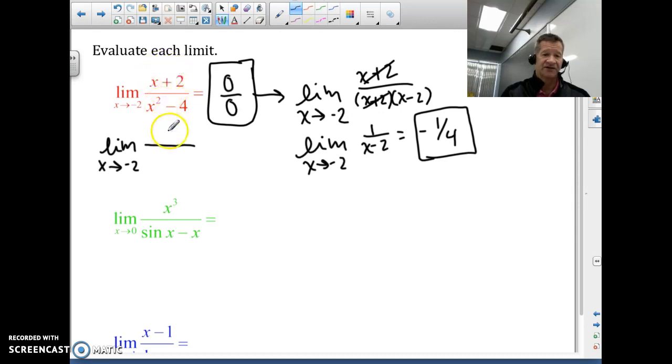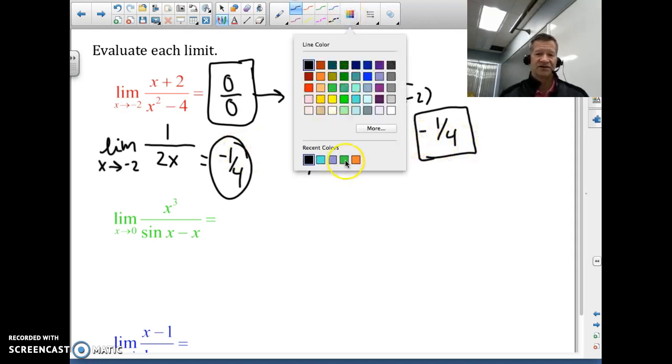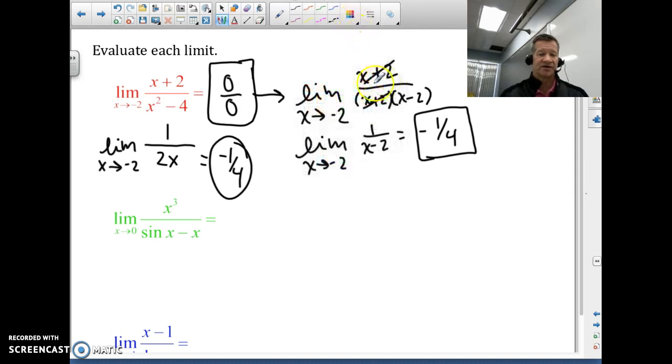So the derivative of x plus 2 is 1. The derivative of x squared minus 4 is 2x. Now if I substitute negative 2, I get 1 over negative 4, which again is negative 1/4. It offers us a different way. Now, why do we need two different ways to do the same thing? Well, because sometimes the first method doesn't work.